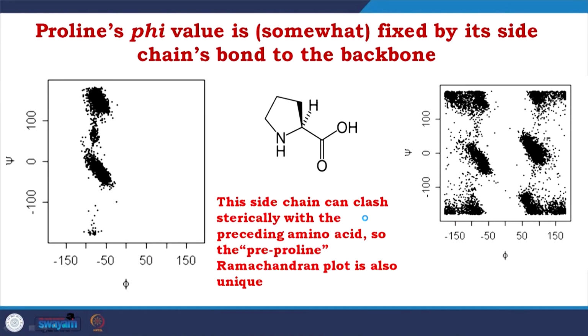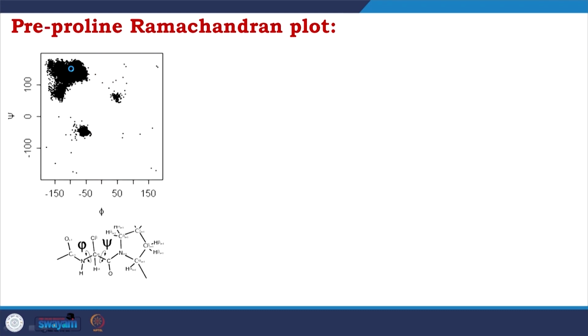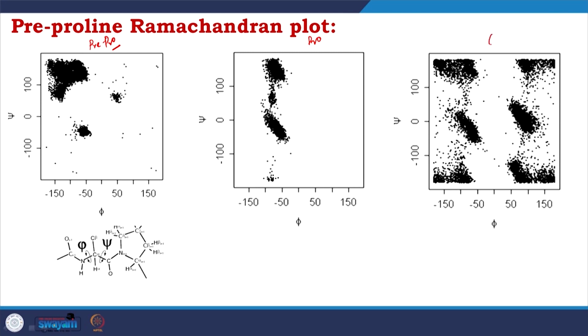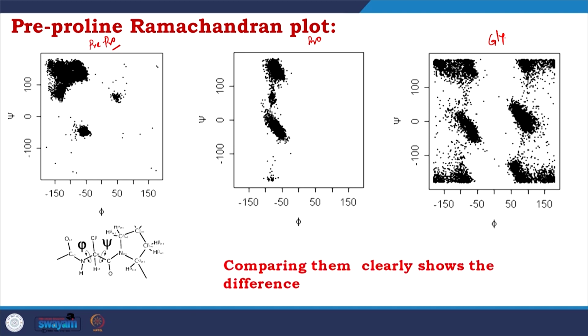But before that, I just want to show you, this is glycine, this is the plot of gly, and this is the plot of pro, and you get the clear difference. This is the pre-proline Ramachandran plot. You see movements, but still you see restrictions. So this is pre-pro, this is pro, and this is glycine, and the difference is very clear.